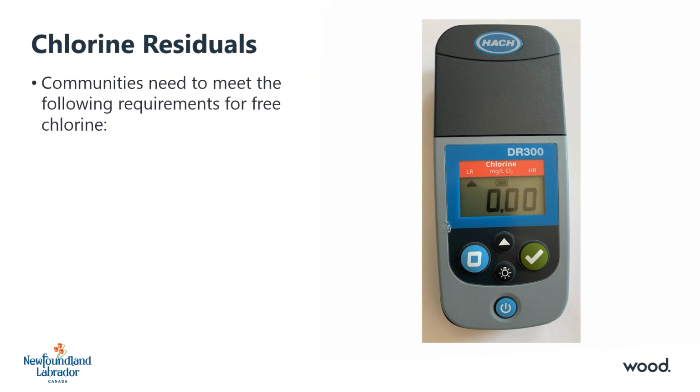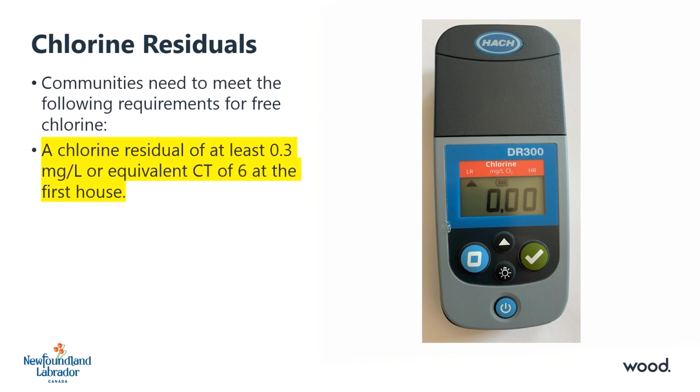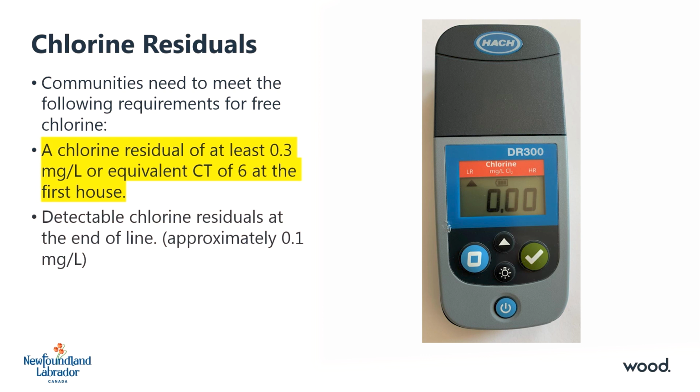Once you have collected and recorded your chlorine residuals, you can compare them to the following guidelines. At the first home or customer after the chlorination building, free chlorine residuals should be at least 0.3 milligrams per liter with a contact time of 20 minutes or equivalent CT value of 6. For the rest of the distribution system, you should try and achieve a detectable level of free chlorine residual. To be on the safe side, communities should strive to get 0.1 milligrams per liter at the ends of their distribution lines.